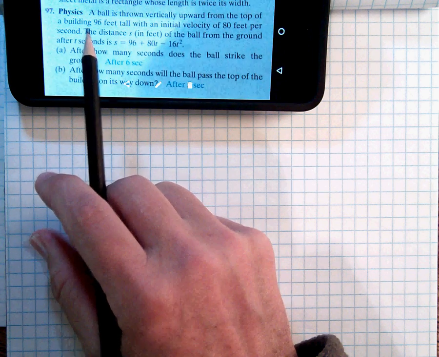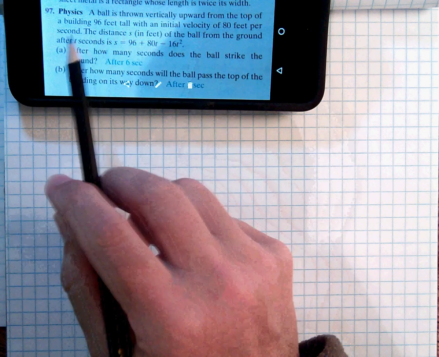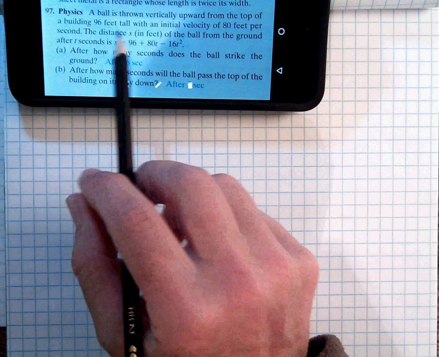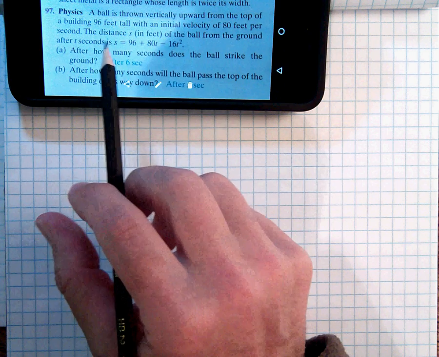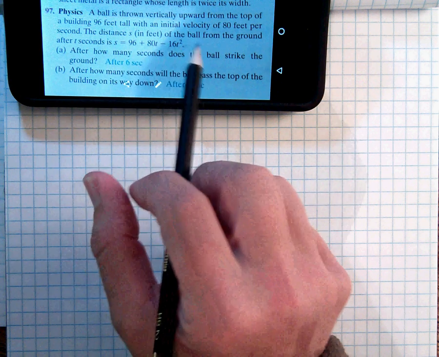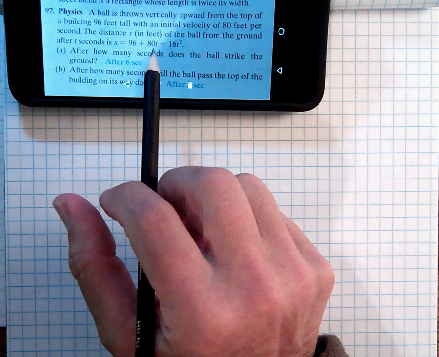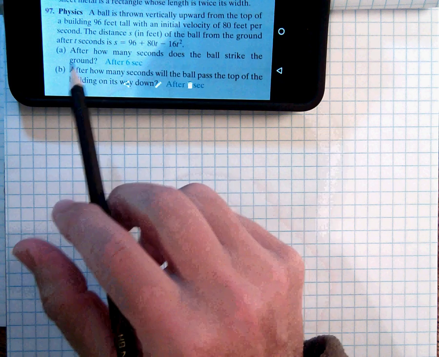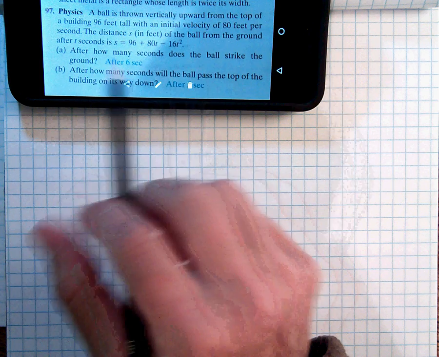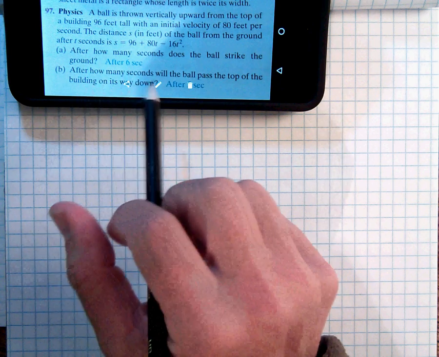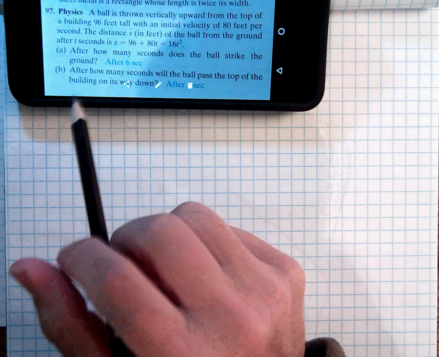It says a ball is thrown vertically upward from the top of a building 96 feet tall with an initial velocity of 80 feet per second. The distance s in feet of the ball from the ground after t seconds is 96 plus 80t minus 16t squared. The questions are, after how many seconds does the ball strike the ground? After how many seconds will the ball pass the top of the building on its way down?